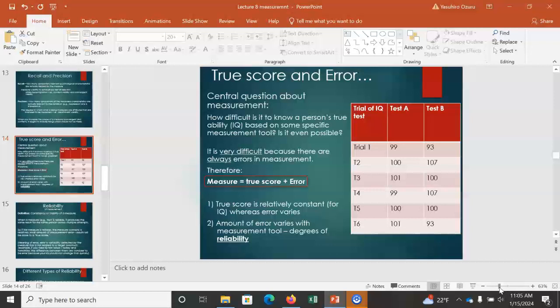So the larger the error, the more inconsistent the scores. Okay, so that contributes to the reliability. The amount of error varies with the measurement tool. That's the degree of reliability.